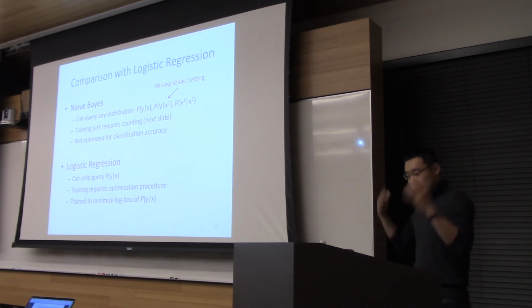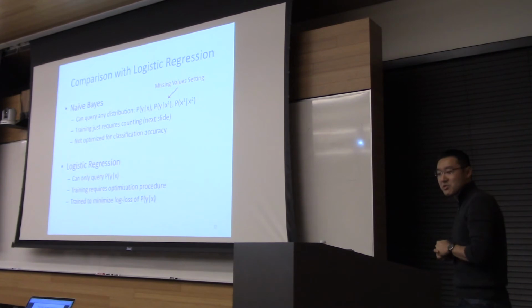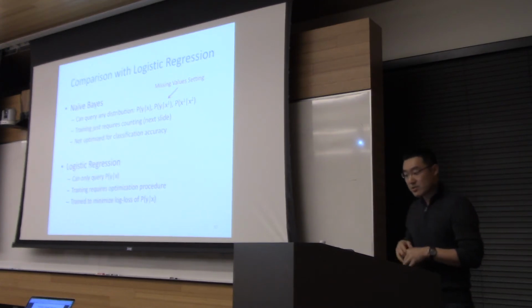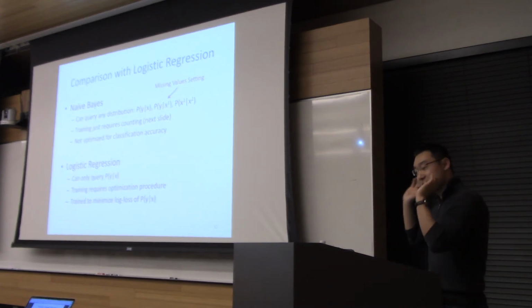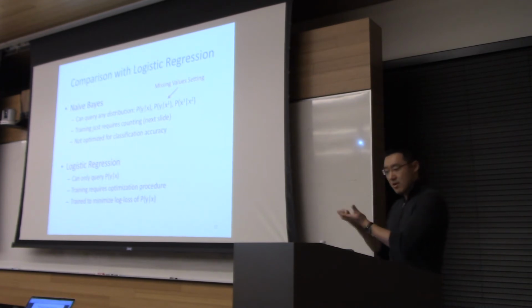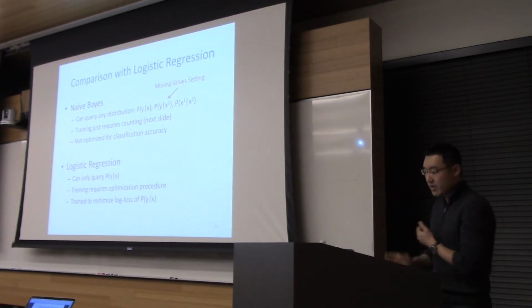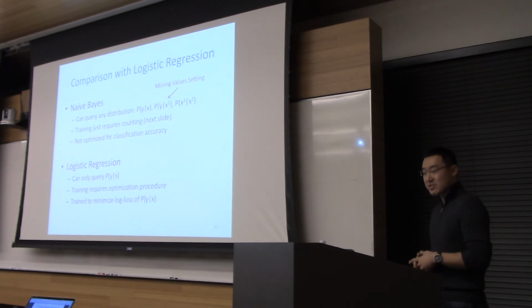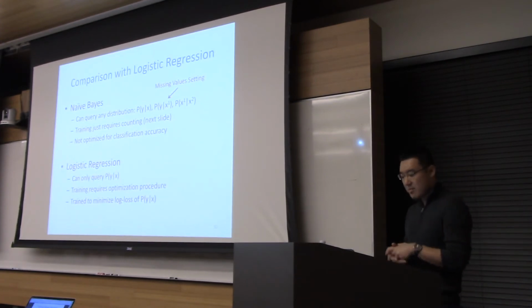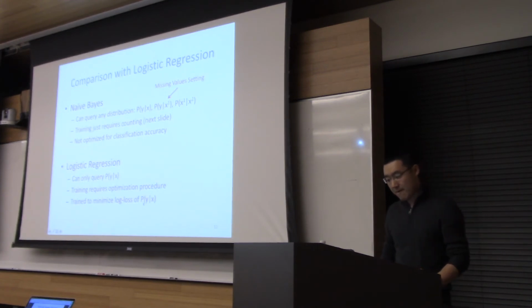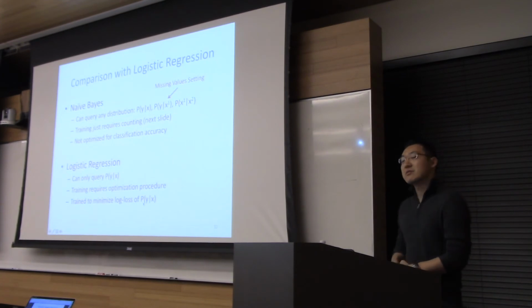So let's jump up a level and compare this to logistic regression, right? Just to recap, we can query any distribution. Training just requires counting. Naive Bayes is not optimized for classification accuracy. We're trying to maximize the joint probability of the XY pairs. With logistic regression, we can only query P of Y given X. The training requires an optimization procedure like gradient descent. And it's trained to minimize the log loss of P of Y given X, and cannot tolerate missing values.